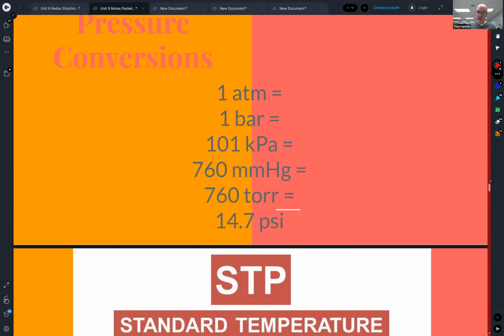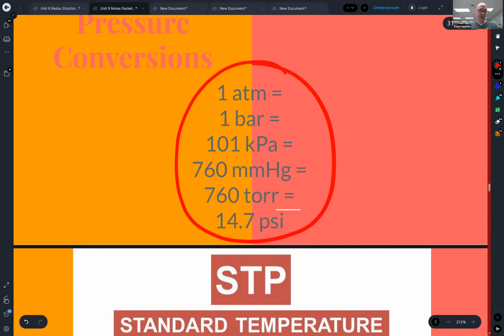Here, those same units are with their conversion factors. These are all equal to one another. So 1 atmosphere equals 1 bar. They are essentially the same.